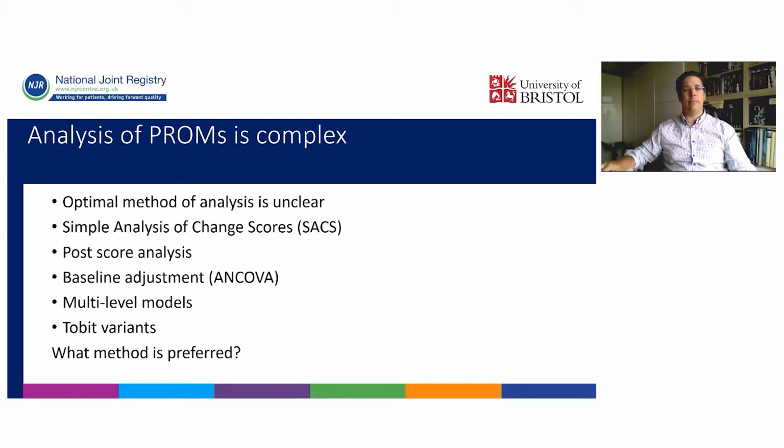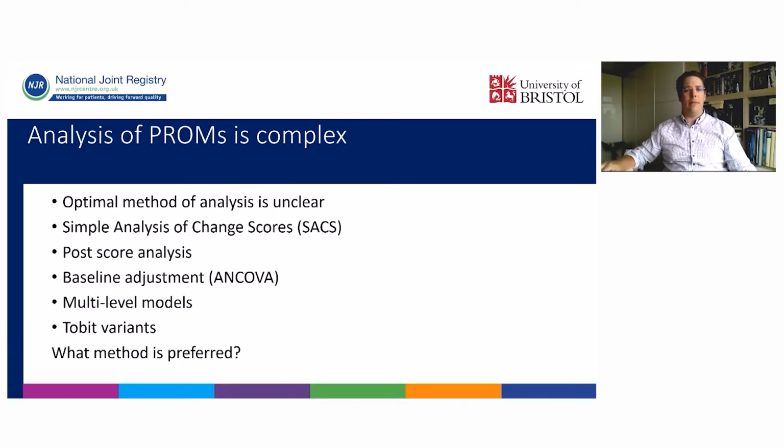Firstly, the analysis of PROMs score is deceptively complex. The optimal method of analysis is not clear in cohort studies, and much of the guidance that is used is generated from RCTs and is incorrectly applied. There is a bewildering array of simple options, including the simple analysis of change score, post-score analysis, and baseline adjusted ANCOVAs. There are more complex options, including multi-level models, and finally, there are Tobit variants of all of these approaches which claim to account for floor and ceiling effects.